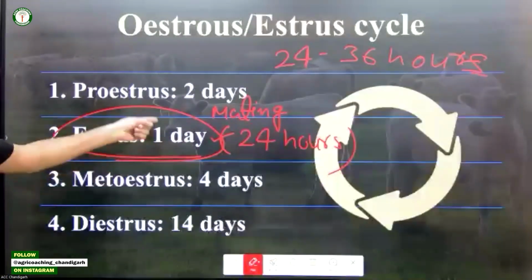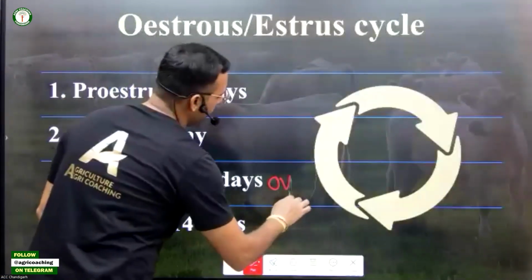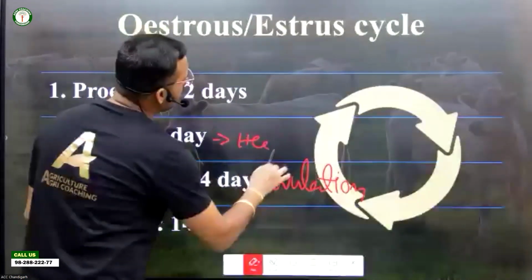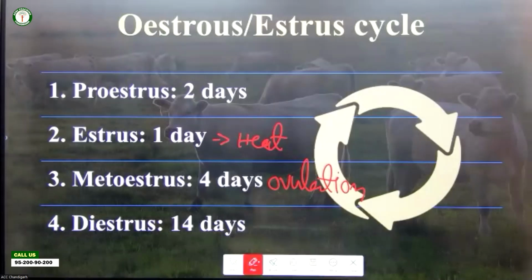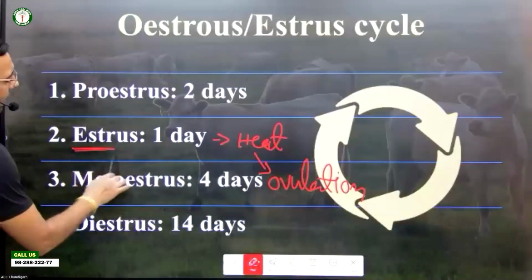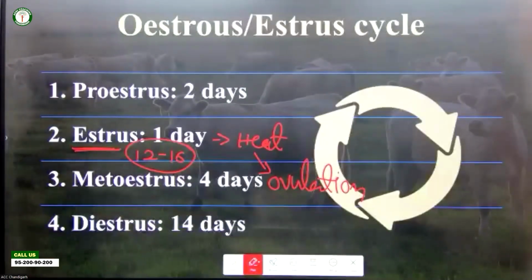Fine. Now, immediately after the end of estrus, ovulation will start, or you can say ovulation will occur. So please make sure to remember this. Incidence of heat will come in the estrus stage, and incidence of ovulation will occur in the Metestrus stage. Ovulation will occur in the Metestrus stage and heat will occur in the estrus stage. And sir, after how many hours of heat will ovulation occur? If I say after the end of estrus, I can say after 12 to 16 hours.